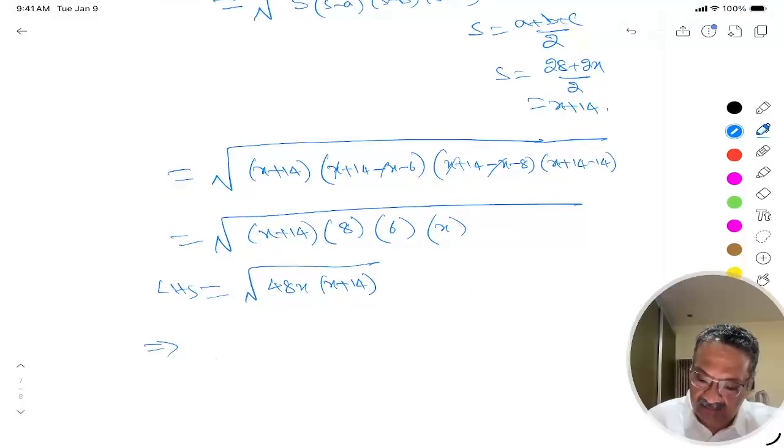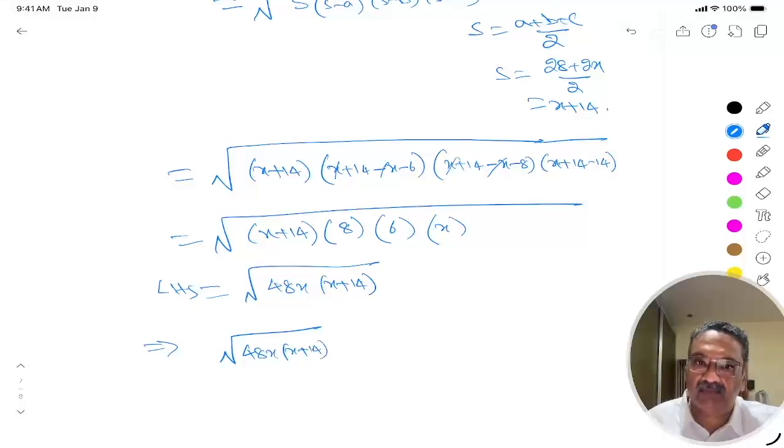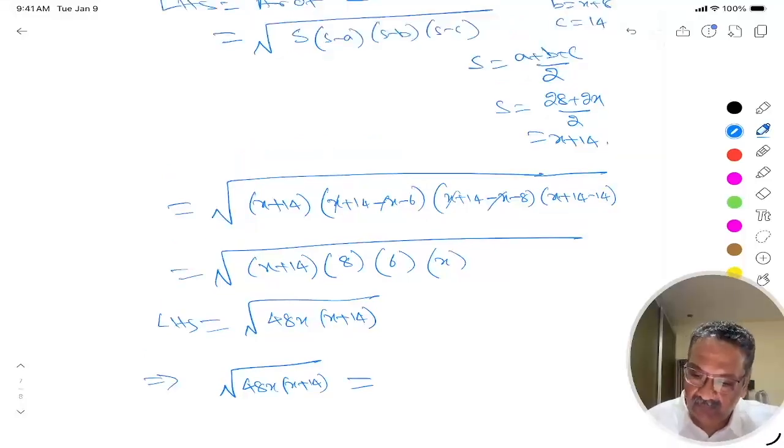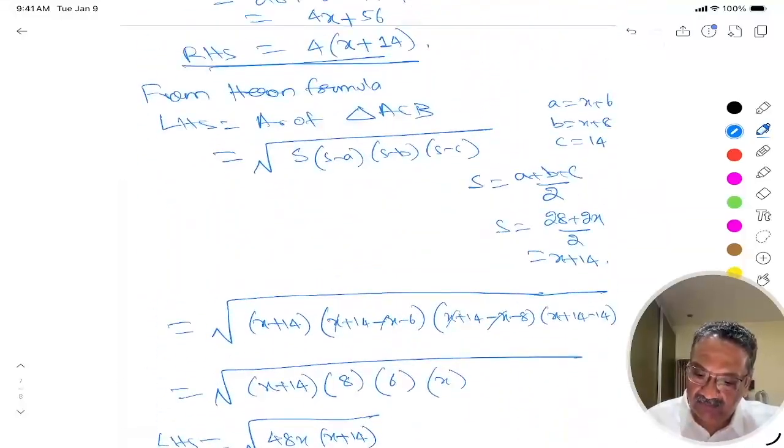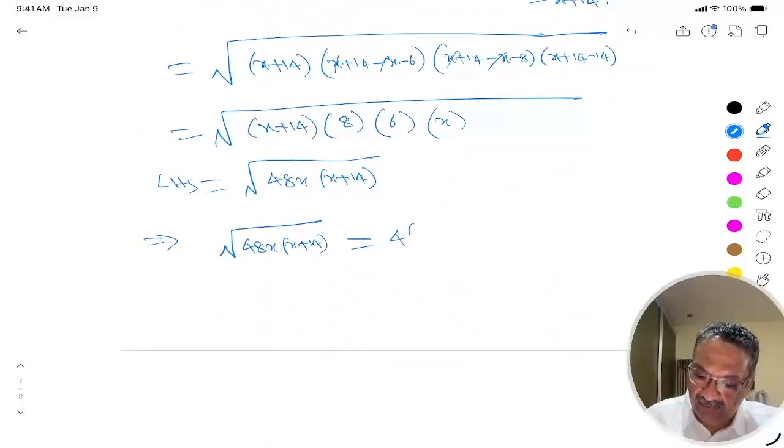So both are equal. This implies square root of 48x into x plus 14 is equal to what? We have 4 into x plus 14. Right? Now I will square this.